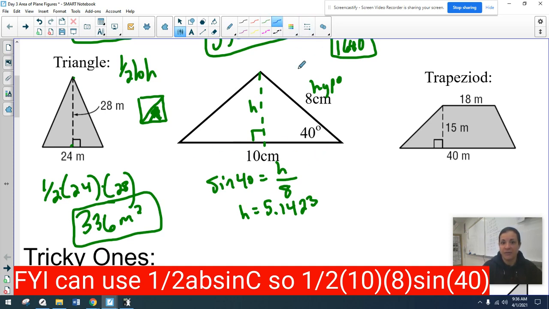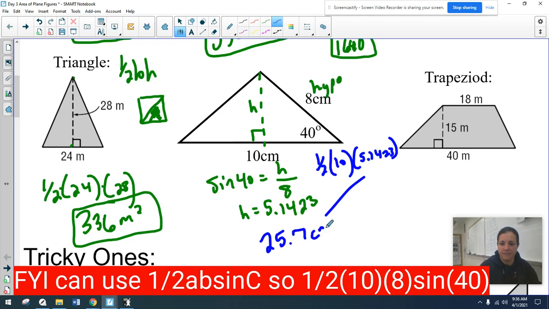So to find my total area, I'm going to do 1/2 times my base times that height. So if I do 1/2 times 10, that's just going to give me 5. And then I can do 5 times that number. So I'm going to get about 25.7 for this. Okay, so those would be the ones that are a little tough if they don't have their height. If they give you an angle in there, that's kind of a hint to use SOHCAHTOA.